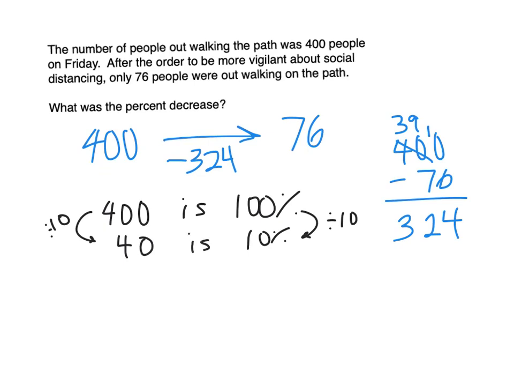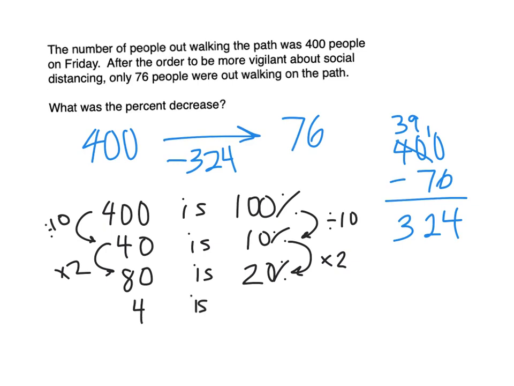So 40 is 10%. So I know I can get to 80, which is pretty close to 76, by doubling this. So we double it and we get 20%. So I'm just 4 away. So I need to really think about how much 4 is, because I'm just 4 people too high. So if I go back up to this 40 and think about how to get to 4, I can divide by 10. And I would divide this one by 10. So 1% is worth 4.